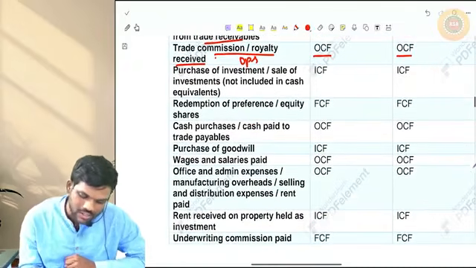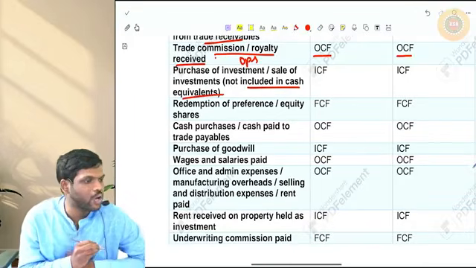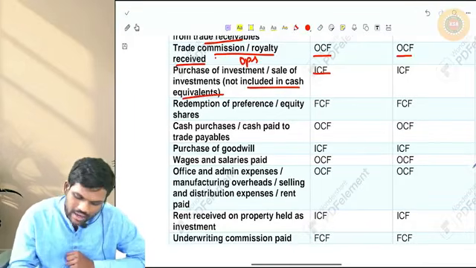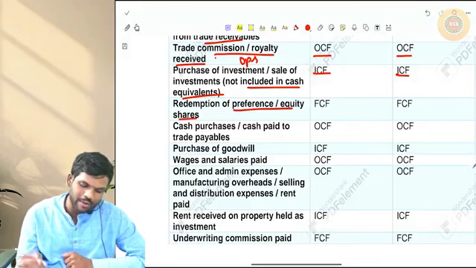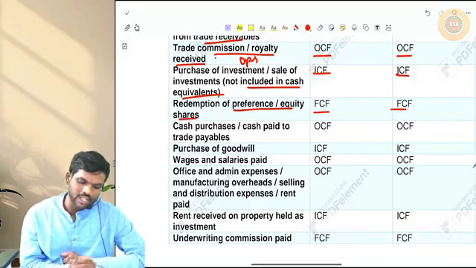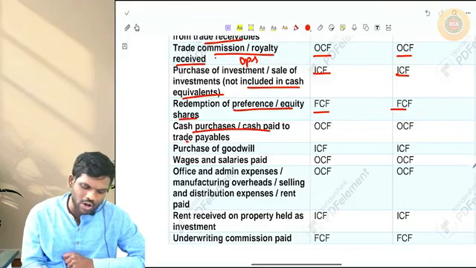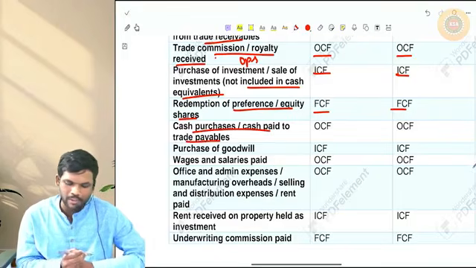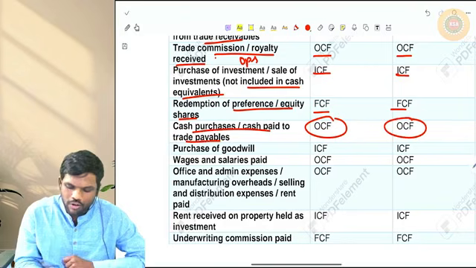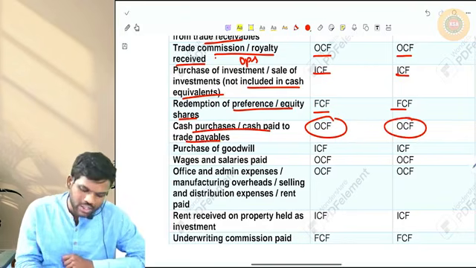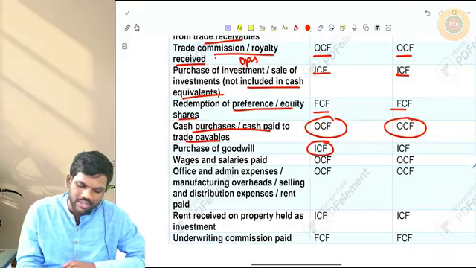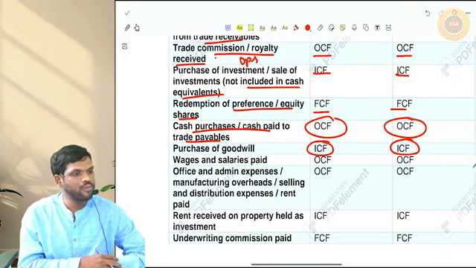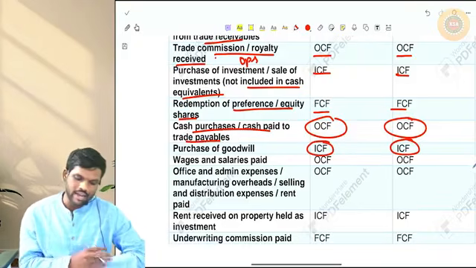Purchase of investments or sale of investments which are not included in cash equivalents will be an investing cash flow. Redemption of preference or equity share capital will always be a financing cash flow. Cash purchases or cash paid to trade payables, which are suppliers, obviously will be a part of operating cash flow. Purchase of goodwill at the time of amalgamation itself is an investing cash flow, so purchase of goodwill will also be a part of investing cash flow.